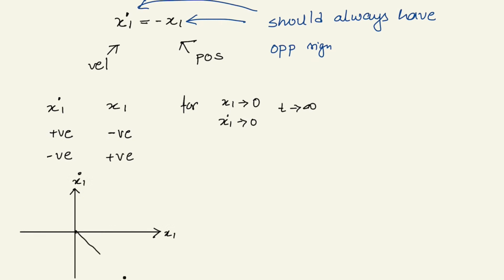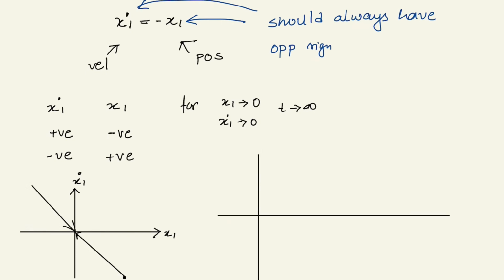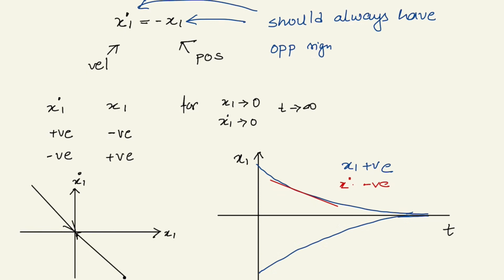If you take a look at the graph for x1 versus t, when x1 is positive, the slope is negative. Similarly, when x1 is negative, the slope is positive. So this is one point that we should keep in mind: for these states which are directed towards 0, x1 dot and x1 will have opposite sign. That's why x1 dot multiplied by x1 will be less than 0. This can be any state.